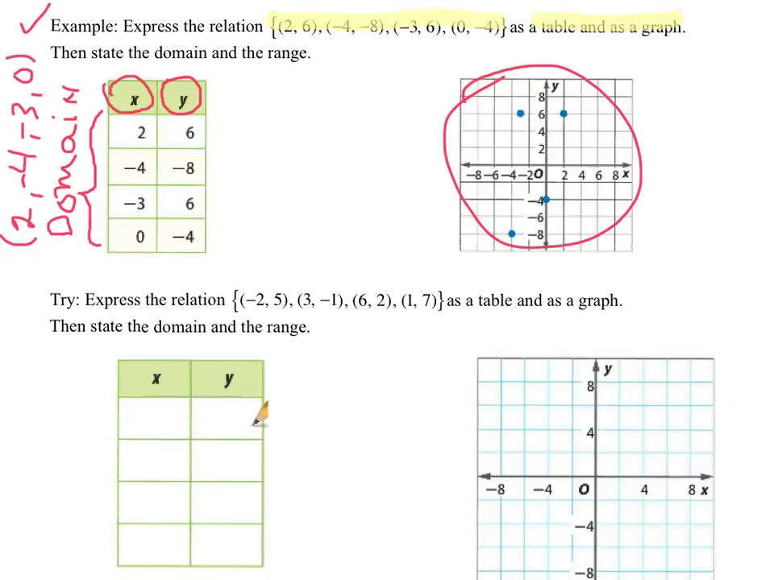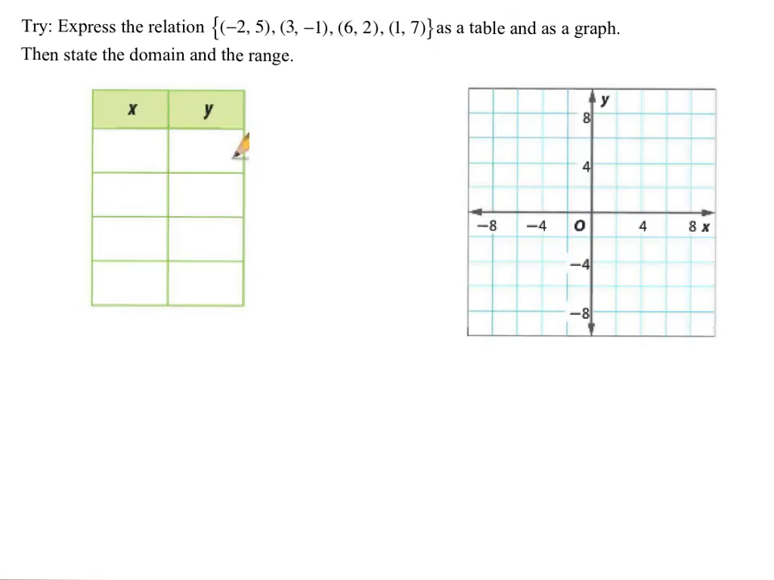And if we listed them, we would write 2, -4, -3, and 0 as their domain. These are the y values, and they are the range. And if we were to list the range, we would write 6, -8, 6, and -4. Okay, you guys try this one.